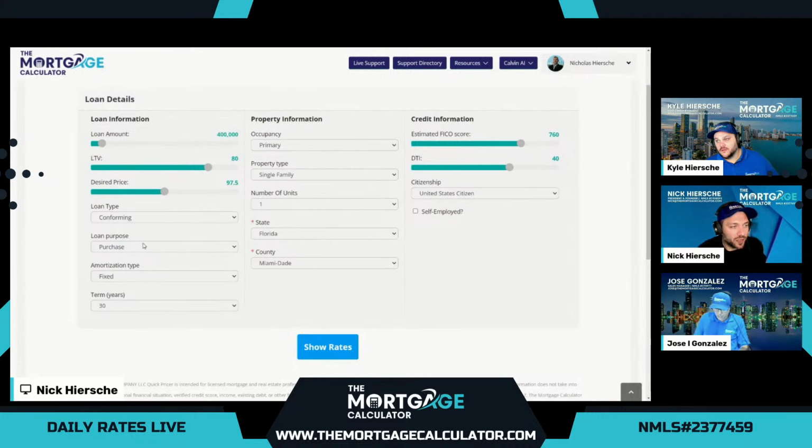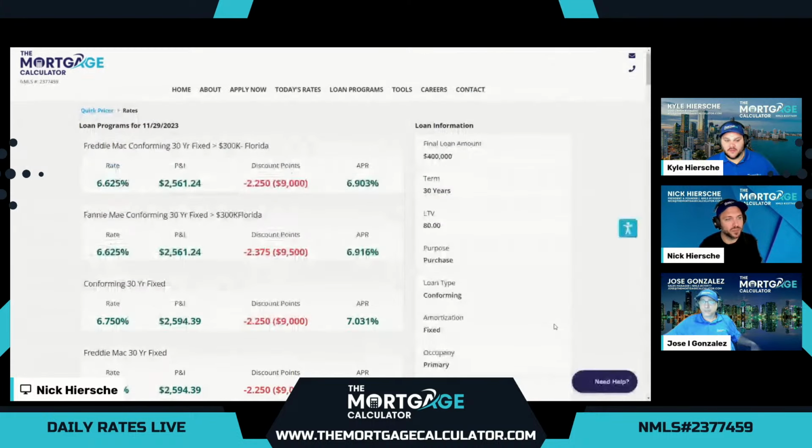So we'll start with conforming conventional. We'll do purchase, 30-year fixed, primary occupancy, single family home, 1 unit, state of Florida, county of Miami-Dade. And for all the demos, we use an estimated credit score of 760 and an estimated debt to income ratio of 40%. So with these settings, as we do every morning, let's check out our basic scenario.